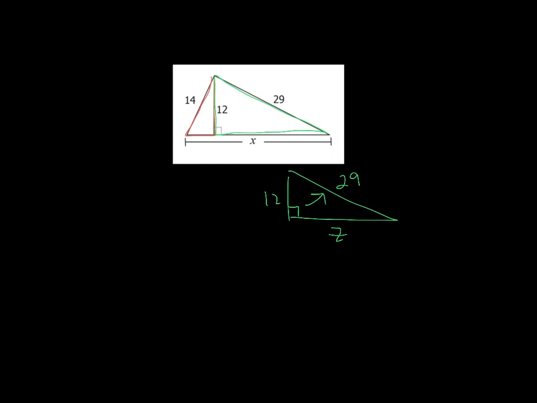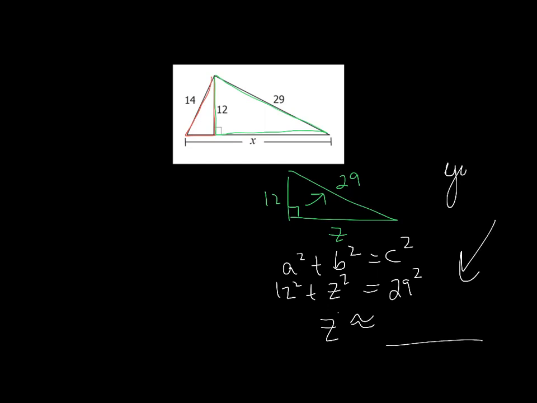So amazingly, I can already set this up. A squared plus b squared equals c squared. Who's the hypotenuse? 29 is. Who are the legs? 12 squared plus z squared. And you can solve for z eventually, right? So you solve for z.